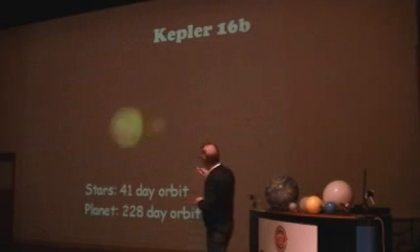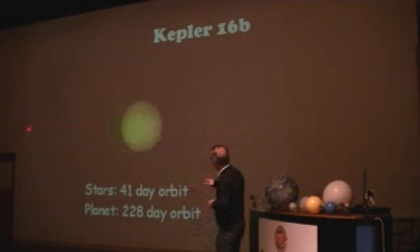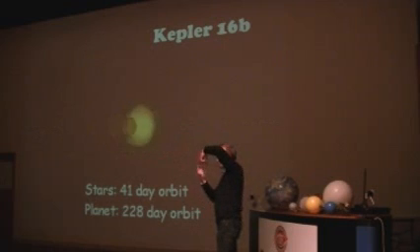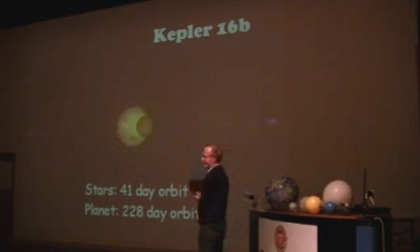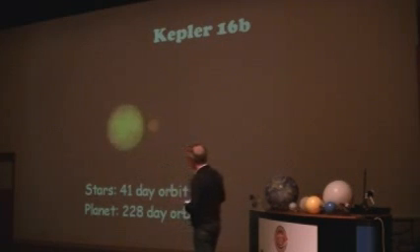If you look at this simulation, you can see the two stars going around one another. That's a period of 41 days, and then this little blue planet goes around every 228. So it takes about 9 months to go around these two stars that are spinning around every 40 odd days. So they take about 7 weeks to do one orbit.